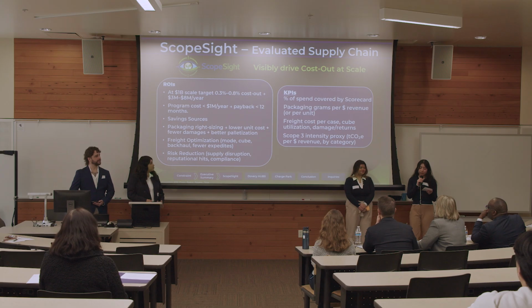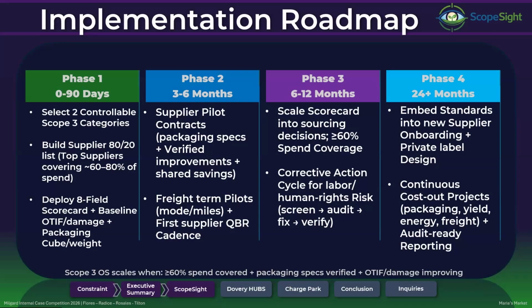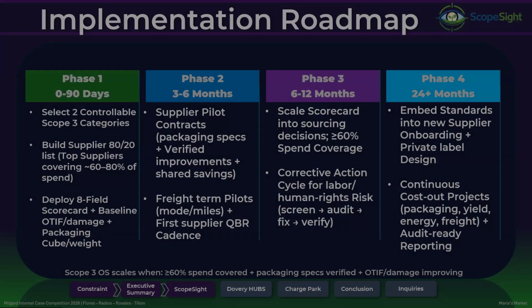This only works if it's executed in phases, so here's the phased approach. In the first 0 to 90 days, we keep it narrow: select 2 controllable Scope 3 categories, build the 80/20 suppliers list covering roughly 60 to 80% of the supplier cost base, and implement the 8-field baseline, including OTIF, damage, and packaging size. By 3 to 6 months, we test supplier contracts and packaging specs, plus verified improvements and shared savings, along with right-term tests and a first supplier QBR cadence.